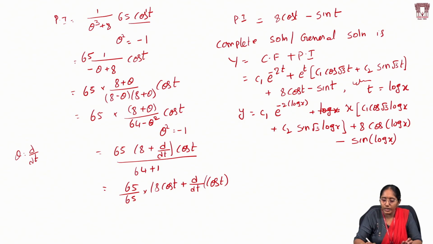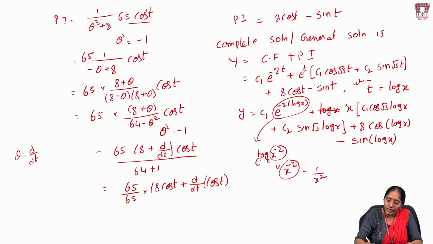Then you can simplify this more. E power minus 2 log x can be written as e power log x, power minus 2. Applying the logarithmic properties, e power log of x power minus 2 is the same as x power minus 2, which is 1 by x square. Then you can replace the entire e power minus 2 log x as 1 by x square. You can simplify like this.